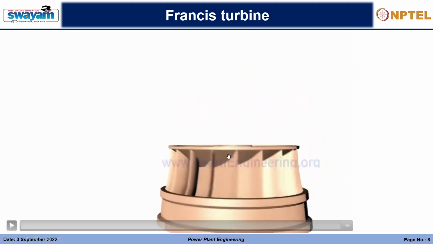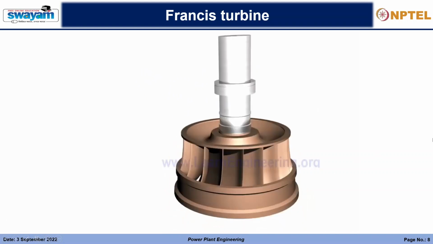So you now know that this is entering radially and coming out axially. So this is the category of mixed flow turbines, and these are both imparting the force from impulse and reaction, hence it is called the impulse reaction turbine. Runner is connected to generator via a shaft for electricity production.